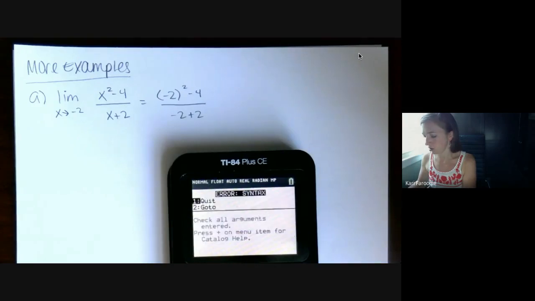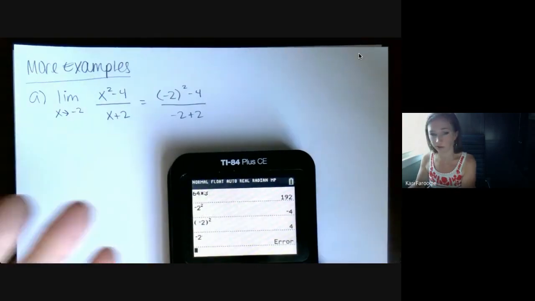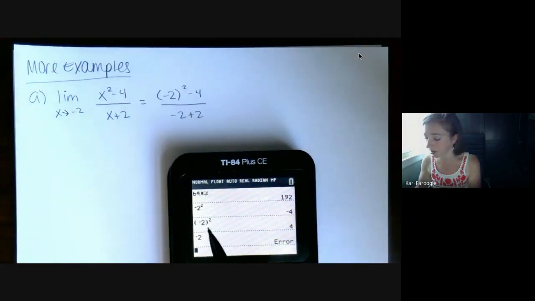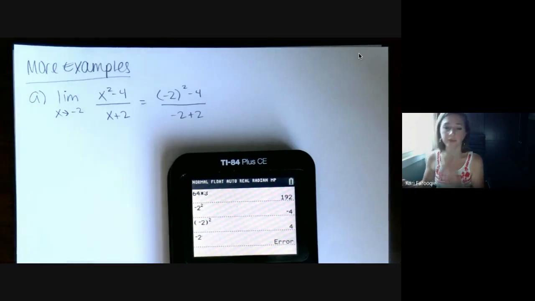-2 squared, oh, it's right there actually. I don't even have to redo it. (-2) squared is 4. -2 squared without parentheses is -4. So make sure that you're using parentheses when you need them. This means that you're taking the value -2 and multiplying it by itself. This variation without the parentheses means that you're taking 2, squaring it, and then taking a negative of that value.